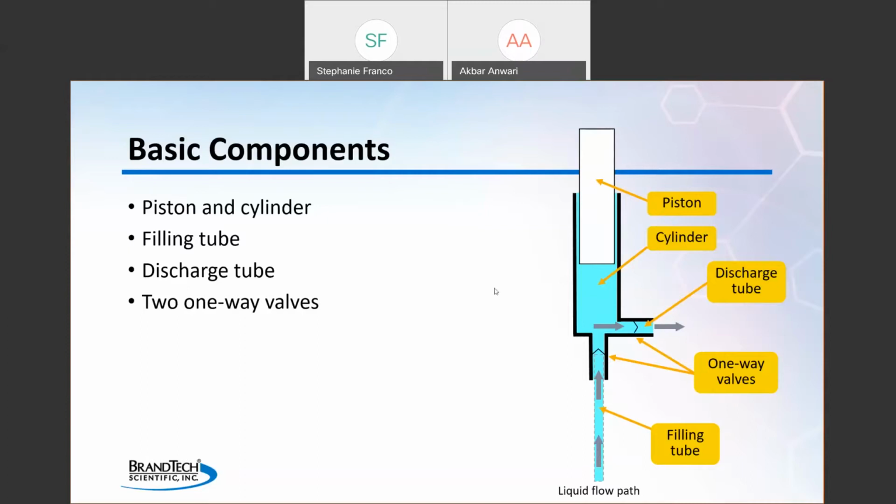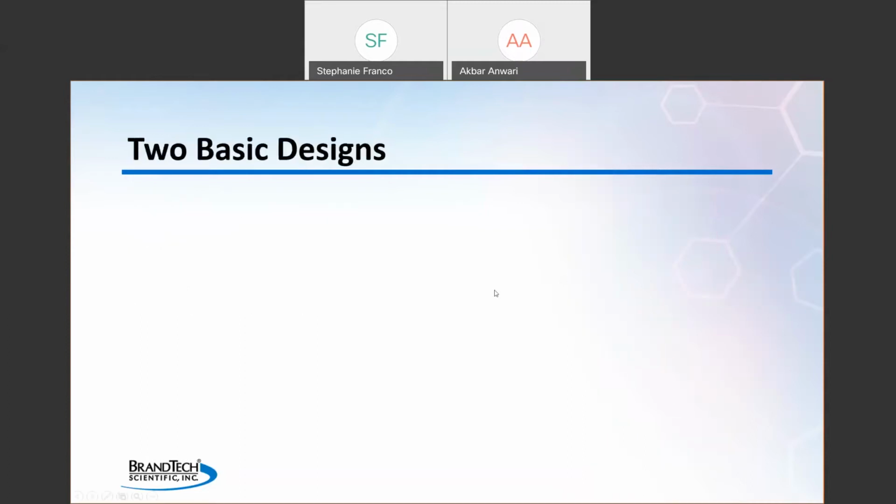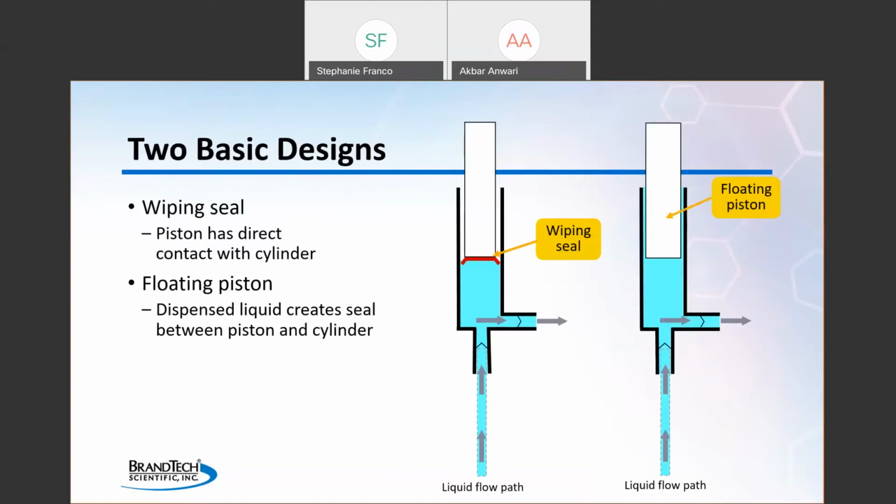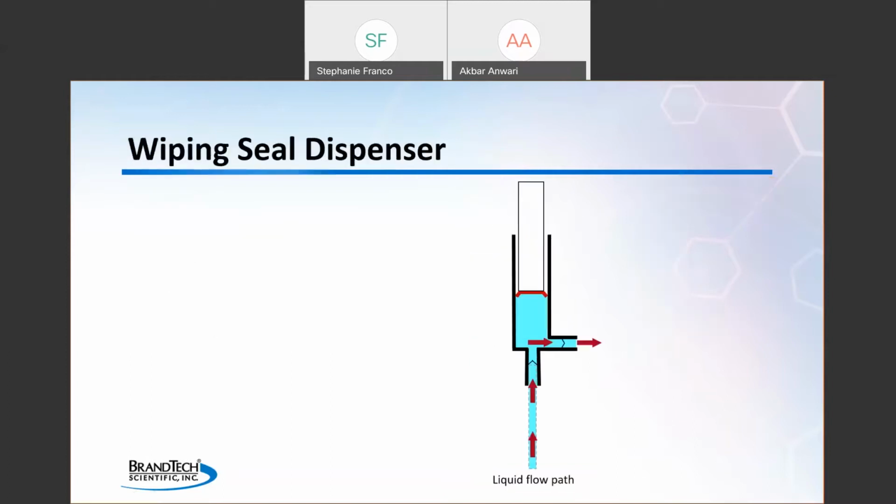Bottletop dispensers break down into two fundamentally different technologies. A wiping seal design, where the piston seal has direct contact with the cylinder, and a floating piston design, where the dispensed liquid creates a seal between the piston and cylinder. The first design we'll look at is the wiping seal dispenser. In the wiping seal dispenser, the bottom of the piston has a flexible seal on it that comes in direct contact with the cylinder, providing a physical barrier.